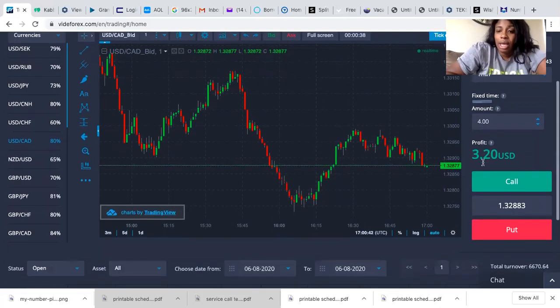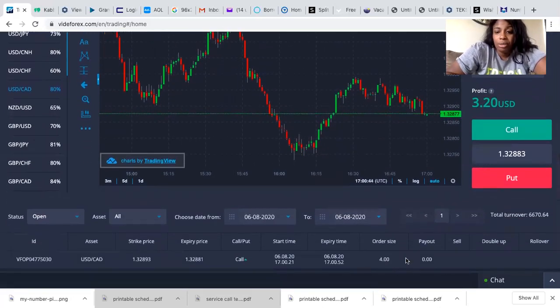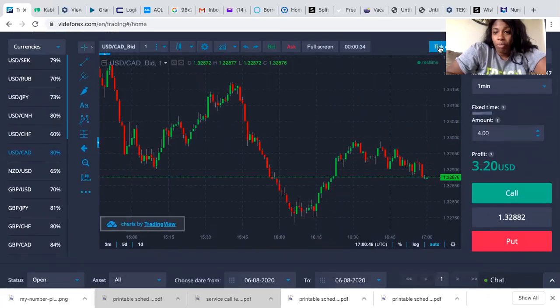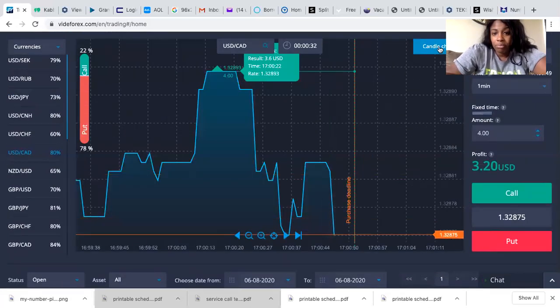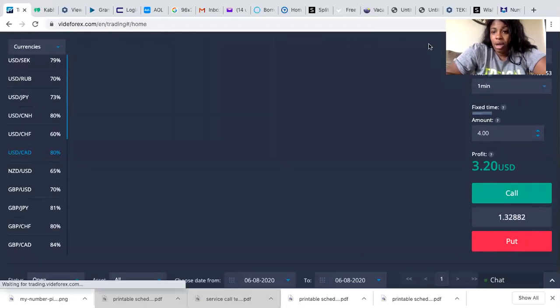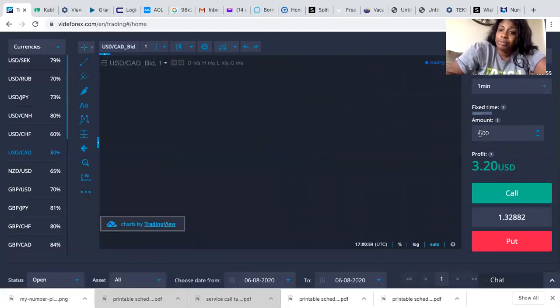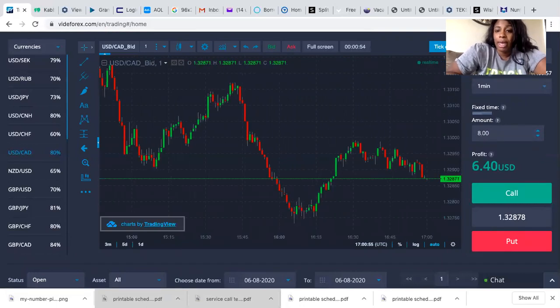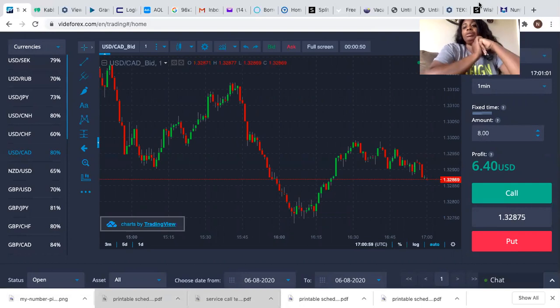All right, let's see what happened with the new trade. I'm currently losing. And it's pretty far down. All right, so I lost the $4 trade. I'm gonna double up at 8. And I'll enter at 20 seconds.